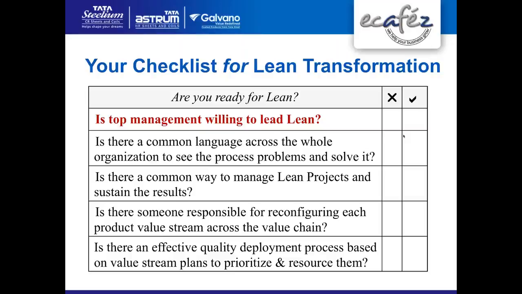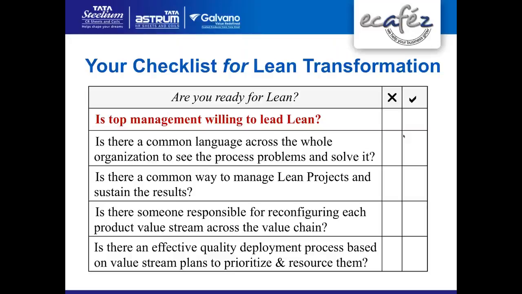Then next, is there someone responsible for reconfiguring each product value stream across the value chain? Here, for each product family, there must be somebody responsible, some senior officer who is made responsible right from taking the order till the delivery of the product in the hands of the customer.